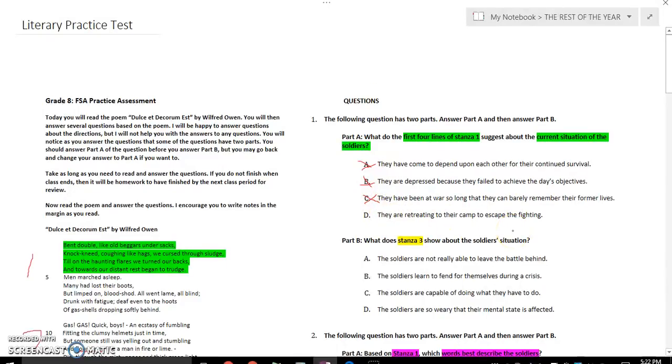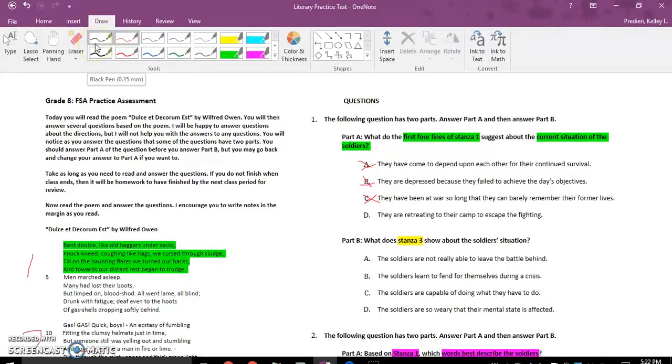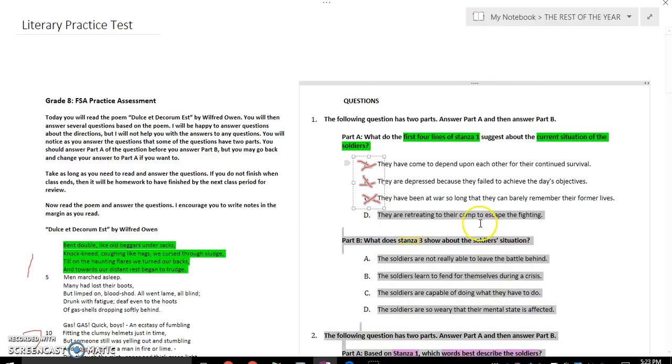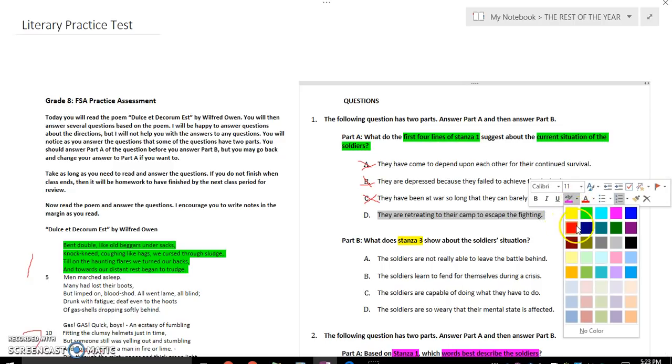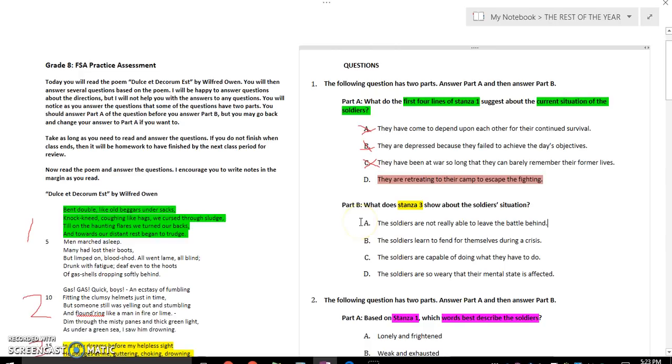Okay. So, they are tired, cursing through the sludge till on the haunting flares we turned our backs. So yeah, they are turning their backs on the war, and they are moving forward. So D here is going to be our answer. I'm going to highlight our answers in pink. There we go.